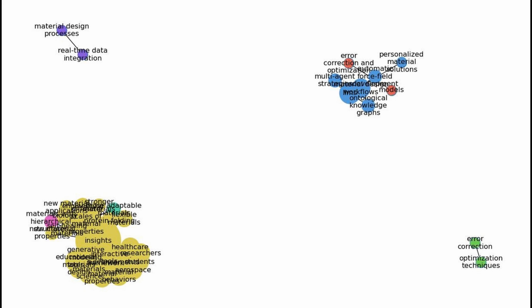1. Enhanced material design workflows. The integration of LLMs with ontological knowledge graphs and multi-agent strategies can streamline material design processes. This could lead to automated workflows that efficiently generate and test new materials or composites by combining existing knowledge with innovative design principles.